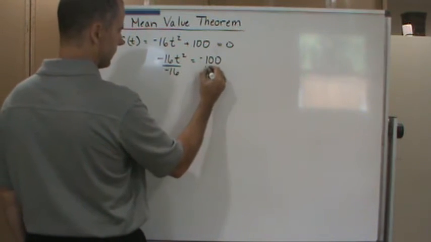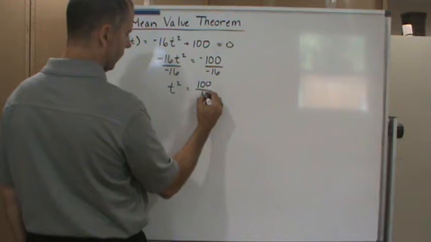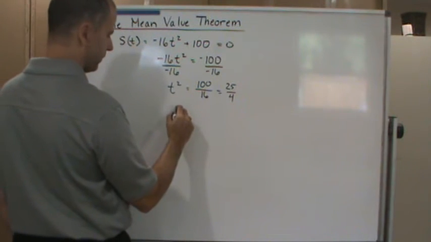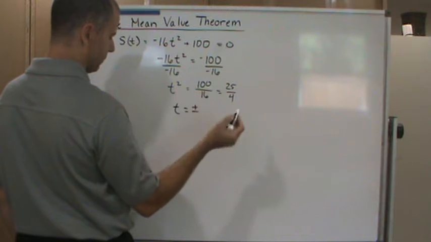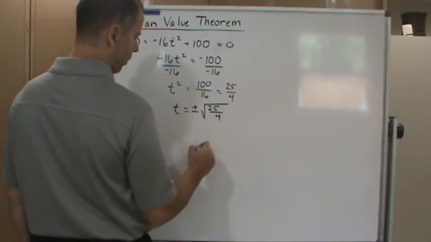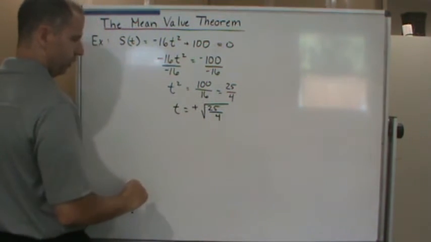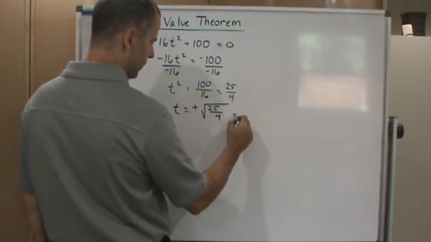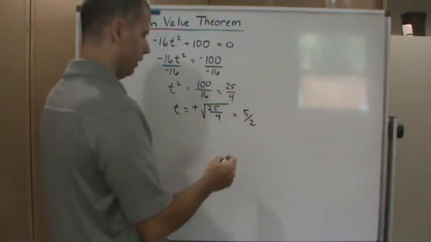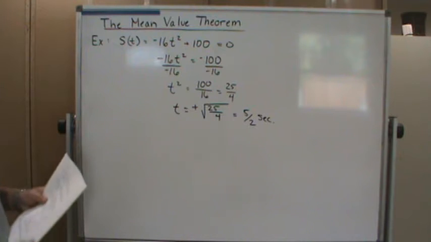If I divide both sides by negative 16, I get t squared equals 100 over 16, which is the same as 25 over 4. If I take the square root of both sides, I get t equals plus or minus the square root of 25 over 4. In this case we're dealing with time, so context is important. Time is not negative, so we can drop the negative part, and this equals 5 halves. So the rock is in the air for 2.5 seconds. That's the answer to the first thing.